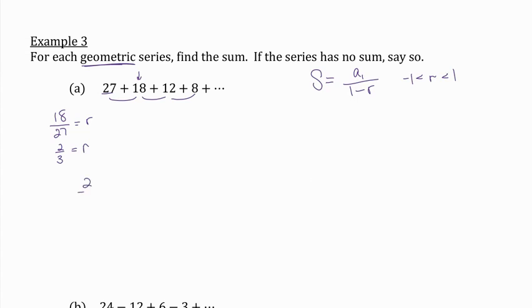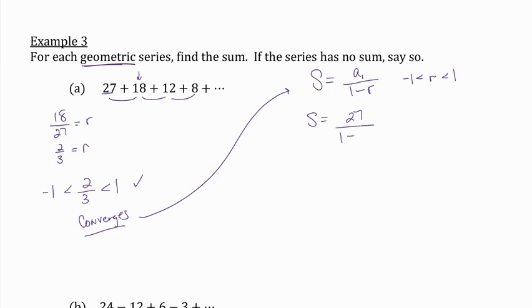Okay, well, 2/3 is less than 1 and it's greater than -1. So that means this one works. We do have a sum. That means this converges. So we can use the formula, right? Okay, so then to find our sum, I would do my first term, which is 27, divided by 1 minus the common ratio, which we just figured out is 2/3.